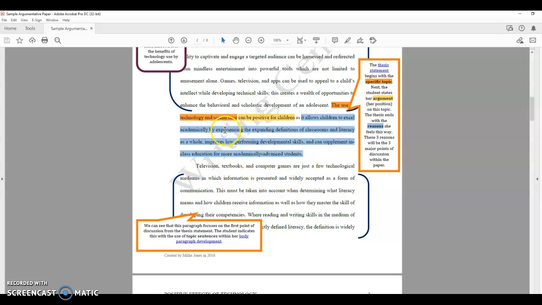So reason number 1, it allows children to excel academically by experiencing the expanding definition of classrooms and literacy as a whole. That's her reason number 1, and that is the focus of her first paragraph. Improves low-performing developmental skills. That's the focus of her second body paragraph. Supplement in-class education for more academically advanced students. This is the focus of her third body paragraph. So her discussion follows the same order that she presents in her thesis statement.